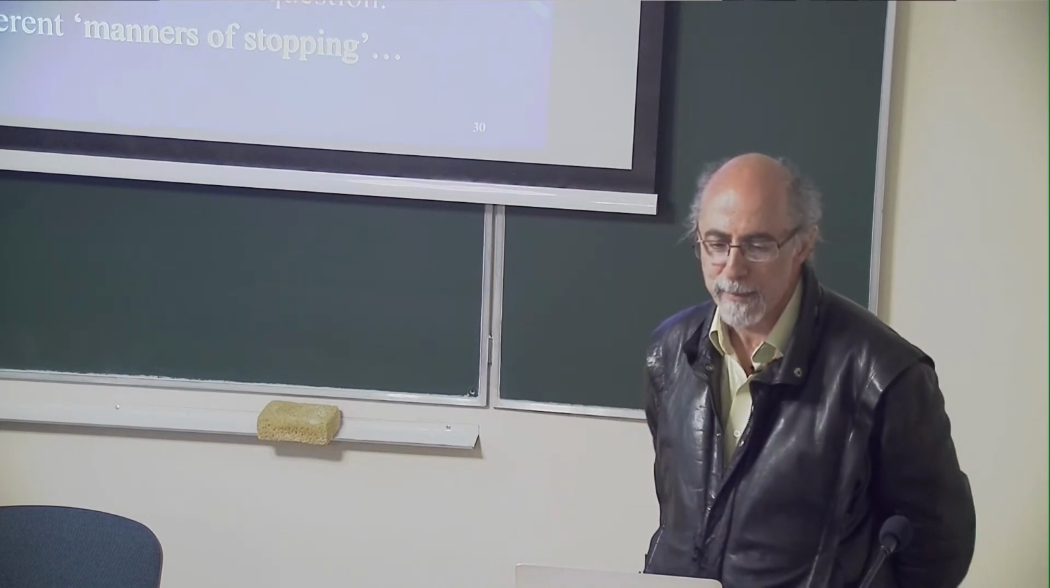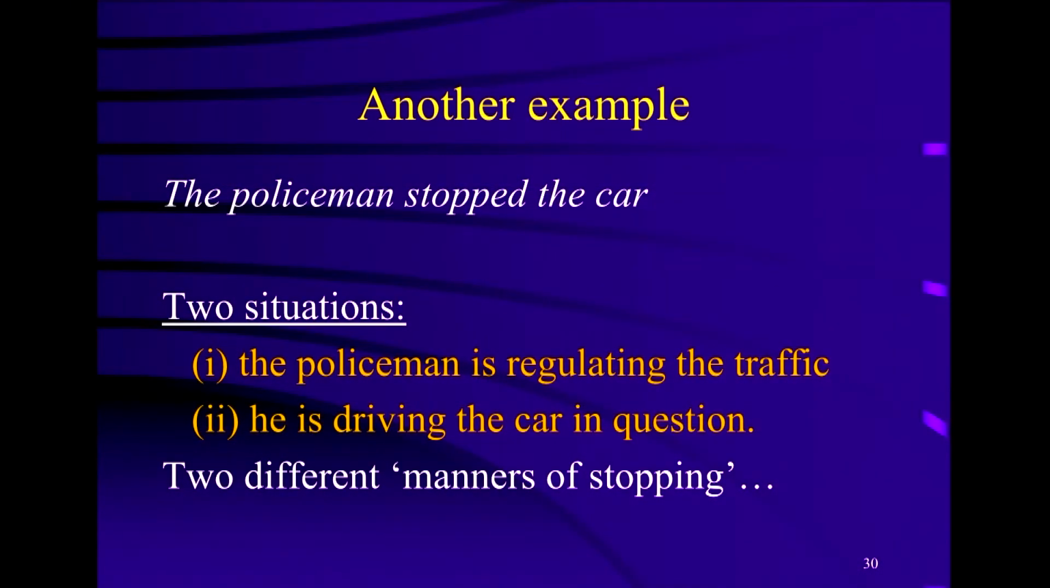So take the example: the policeman stopped the car. We find the same variation that I mentioned here. Stop means something different depending on different situations of use. So there are all sorts of situations. First, imagine that the policeman is regulating the traffic. So we understand the policeman stopped the car in that case to mean something like he gestured towards the driver, indicating that the driver was to stop, and perhaps that ended up in the driver stopping. That would be the sort of meaning of the policeman stopped the car. But suppose that now the policeman is actually driving his own car.